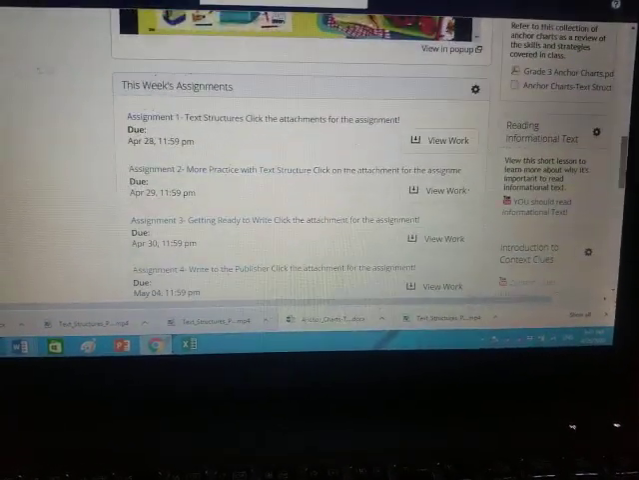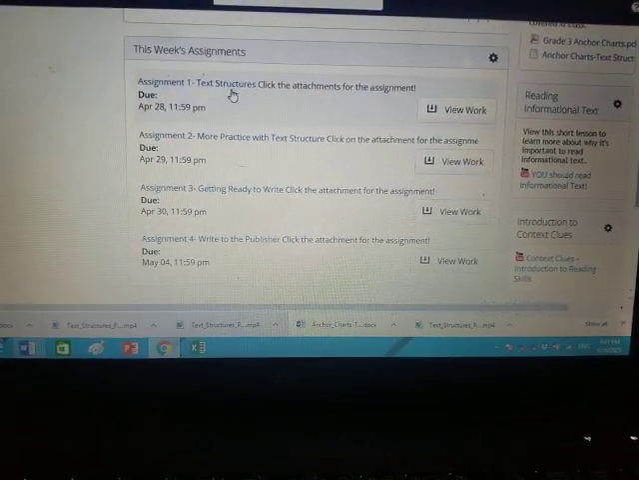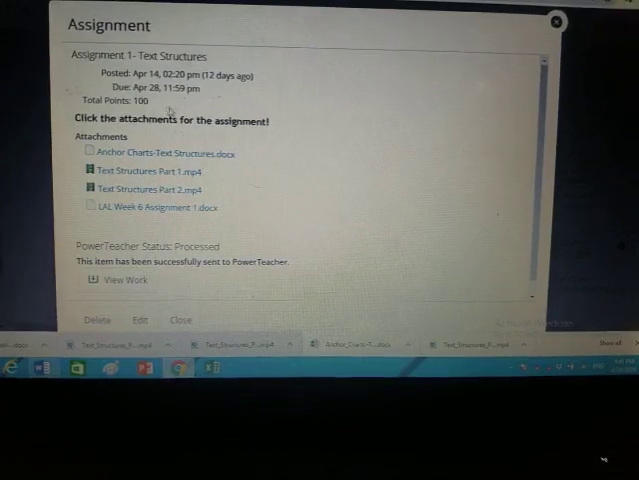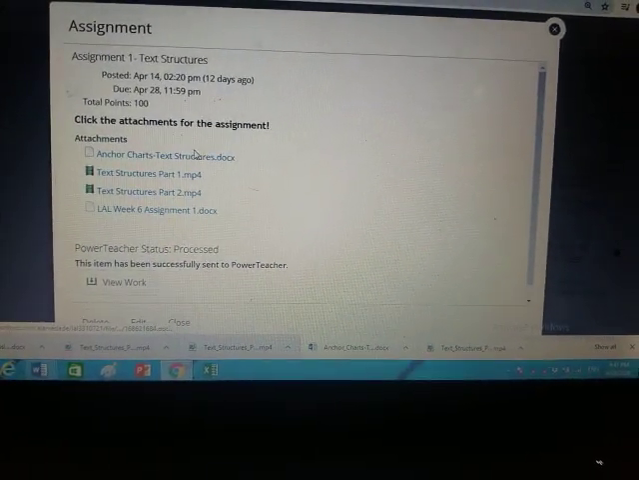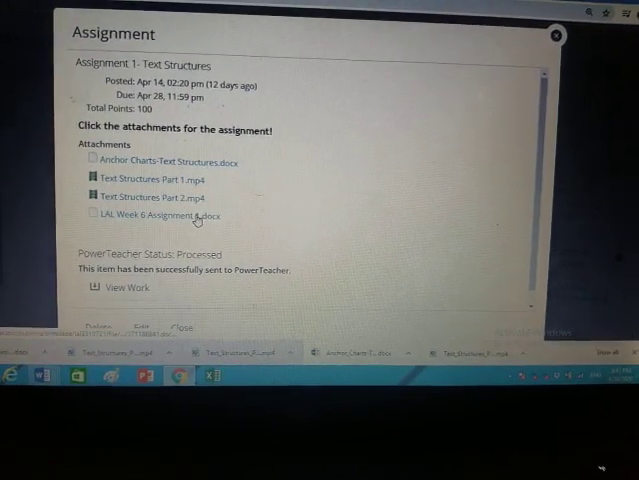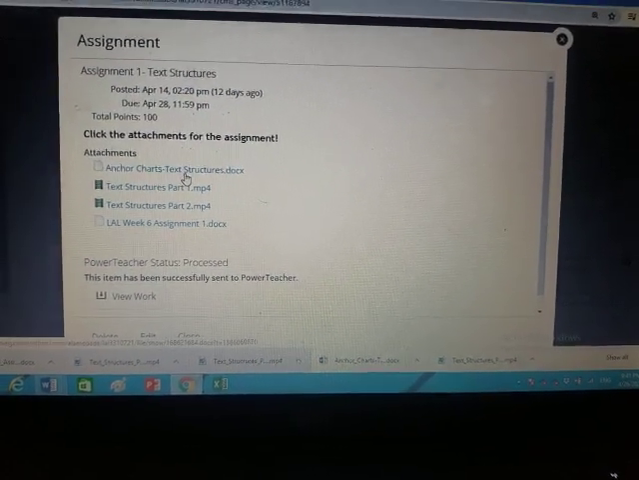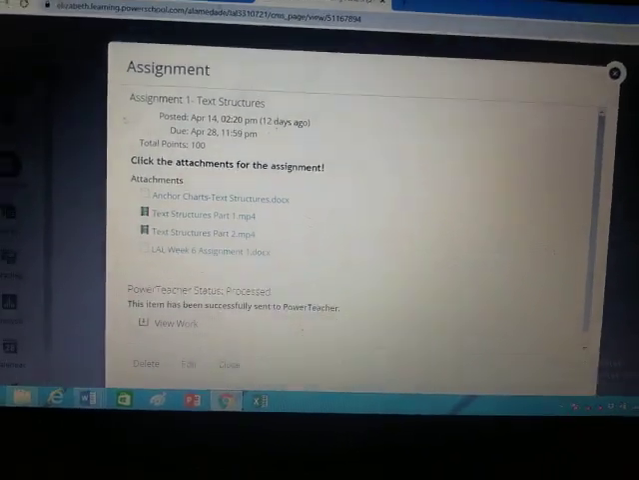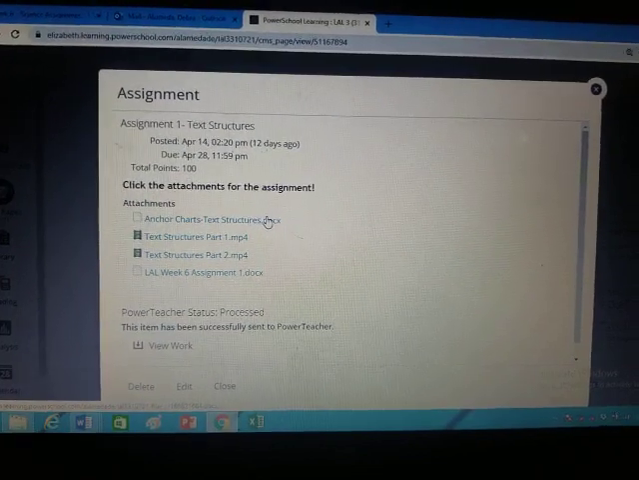When you scroll down, you're going to see your 4 assignments for this week. So today we're focusing on assignment 1. So click on the attachments. It says click on the attachments for the assignment. You're going to see 4 different things here. All 4 of these things are to help you. The assignment is the last one, but these 3 are to help you. So I highly suggest clicking on them and making sure that you read and watch the resources so you know how to complete this assignment.